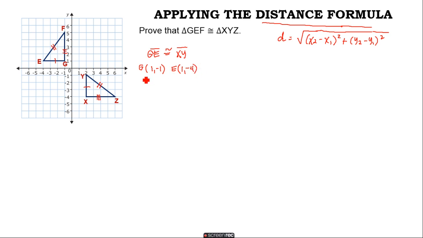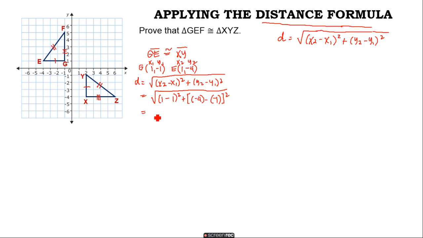Now let's compute for the distance. The distance is equal to the square root of this. Just label: this is x sub 1, y sub 1, x sub 2, y sub 2. So this is x sub 2 minus x sub 1 squared plus y sub 2 minus y sub 1 squared. Let's substitute all of the values. x sub 2 is 1, x sub 1 is 1, squared, plus y sub 2 is negative 4, minus negative 1, squared.